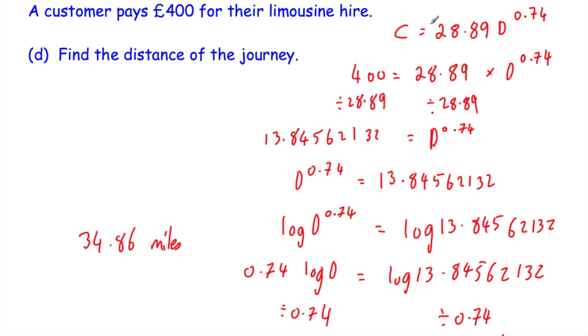And that's it. And that's how I would approach that question. I would again go to the relationship, substitute in 400, get to the point where we've got D to the power of 0.74 equals 13.84, and so on. And then I would take the logs of both sides, bring down the power, and then just work out what the D is. And that's it.